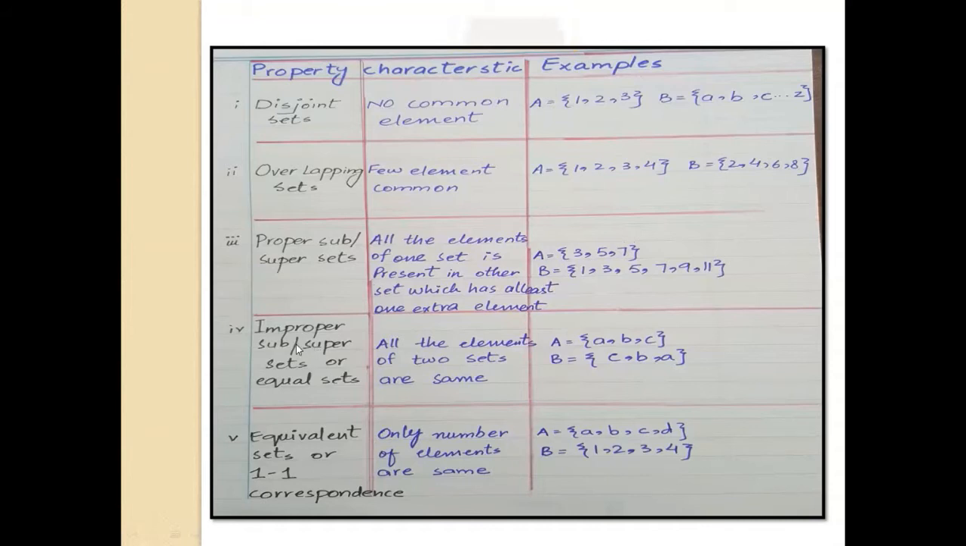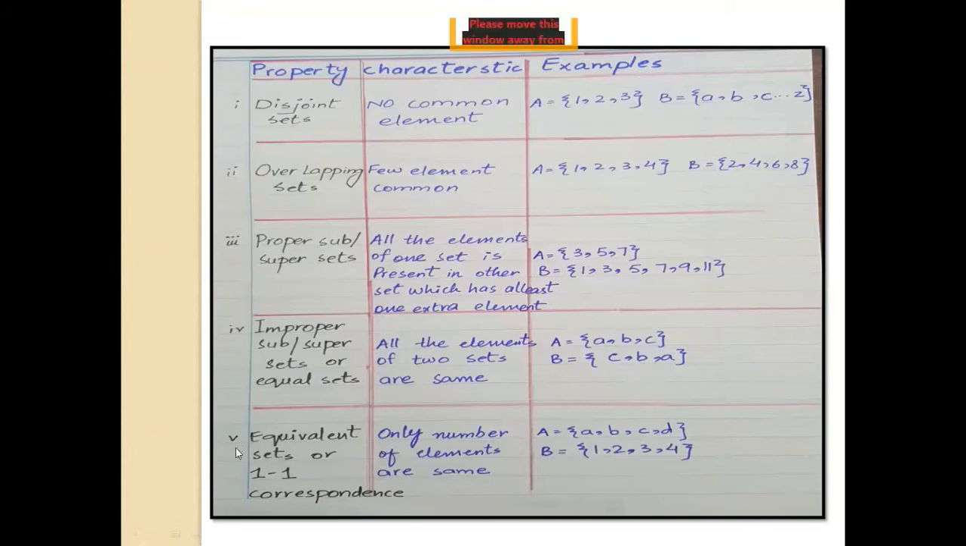Number 4, improper subset and superset, or equal sets. In this, all the elements of the two sets are the same. Both contain the same elements. Here set A contains elements A, B, C and set B contains elements C, B, A. So they are all the same. All elements of set A and all elements of set B are the same. So this is for equal sets or improper subset and superset.